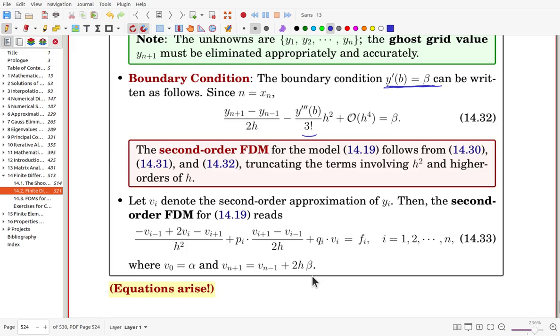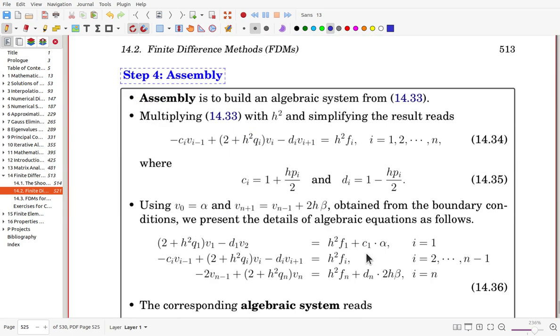And by using this one, you can replace yn plus 1 when i is n, right? So here we gathered equations involving the unknowns. That's the end of the third step. Okay, let's go to the last step, step 4, which is assembly.